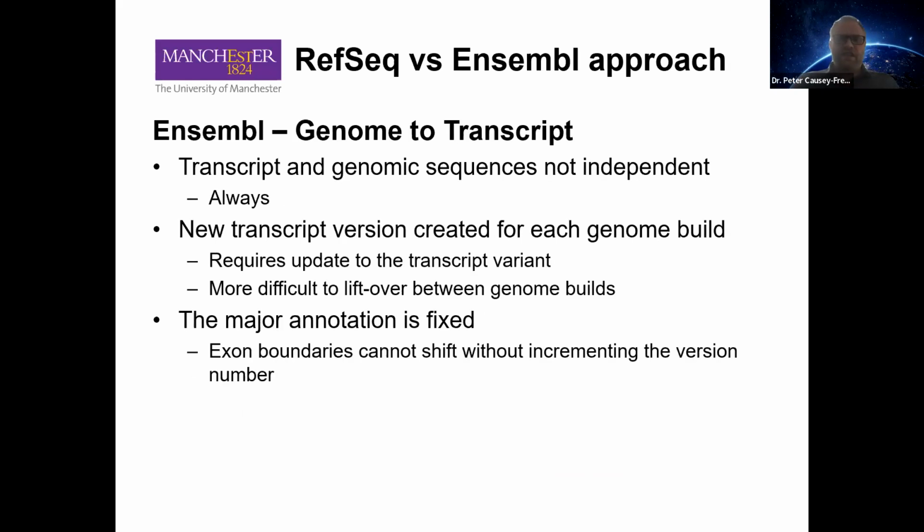The Ensembl approach is slightly different. Technically, Ensembl is a reference sequence archive, but more precisely it's a genome annotation archive. The difference with Ensembl transcripts is that they are based on genome annotations, therefore their sequences will always match what's in the genome. There'll be no sequence discrepancies.